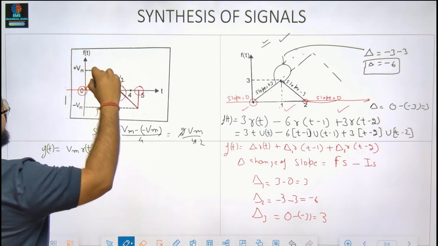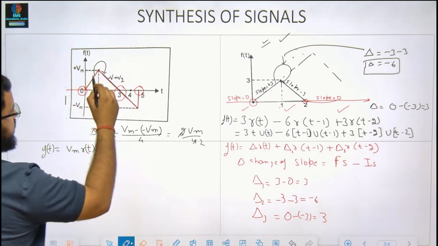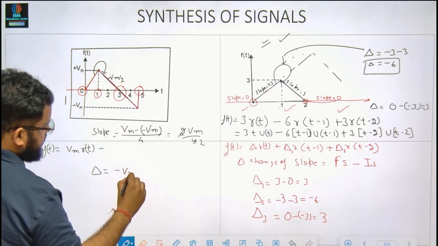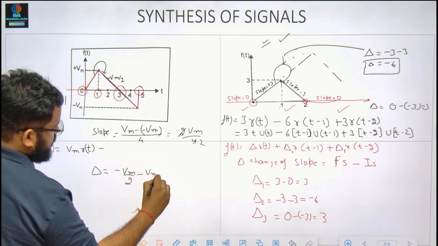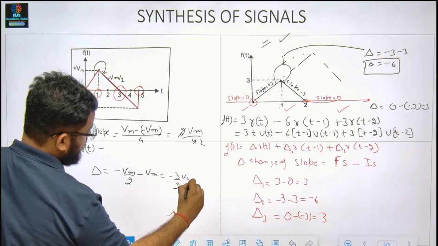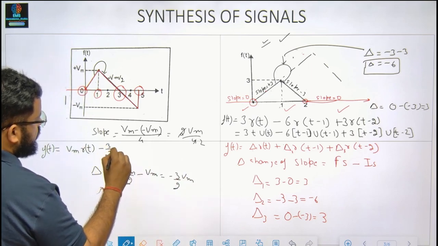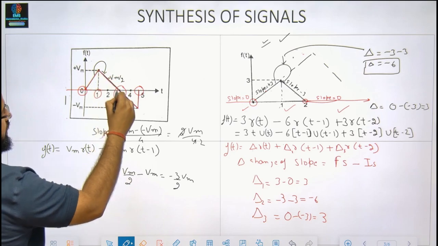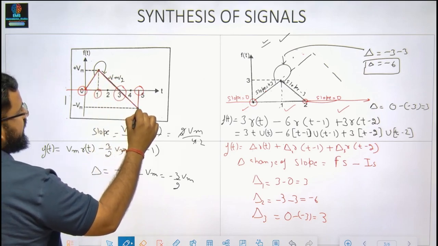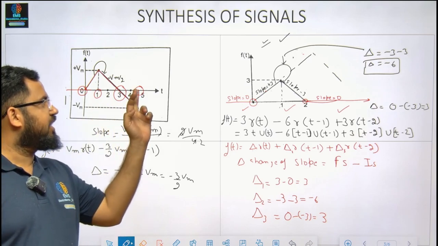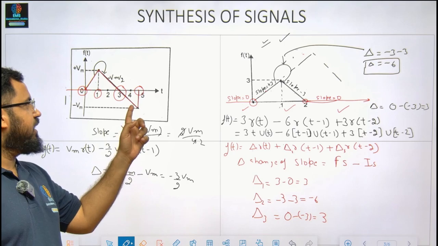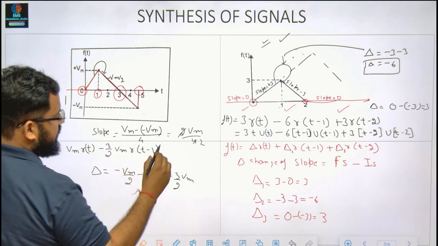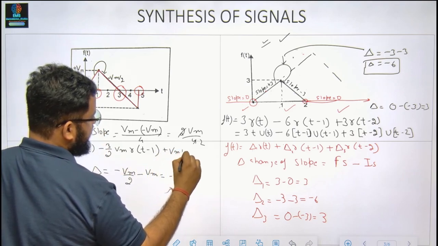So there's a change from here till here. What is the change? My delta over here is the final slope, that is minus Vm by 2, minus the initial slope, which gives me minus 3 by 2 Vm. So it is minus 3 by 2 Vm r(t minus 1). So it is over here. Now we have reached this point. Now at this point, there is a sudden jump. You can see there is a sudden jump. So what is the jump? The jump is of Vm. So it is Vm u(t minus 5).